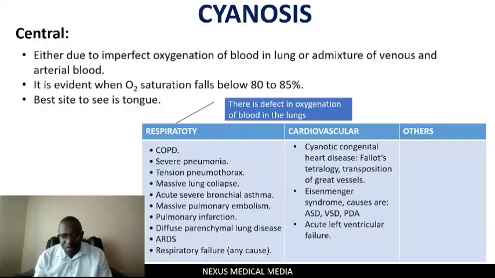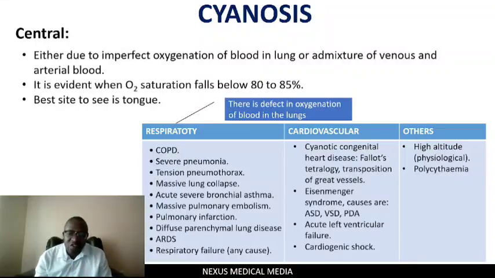The other causes you need to know are just two. There is high altitude, which is physiological, like those mountain climbers. And polycythemia, as I mentioned in the introductory video number 1. If you haven't watched that, just check the playlist in the video description and watch all the videos concerning cyanosis. And that is central cyanosis. We see the causes: respiratory, cardiovascular, and others.